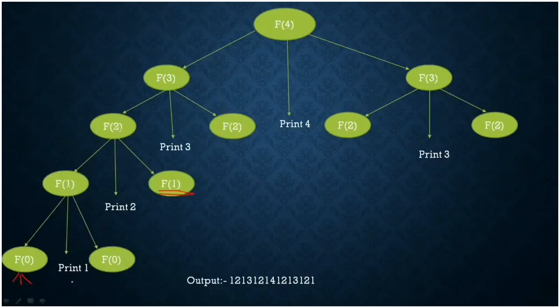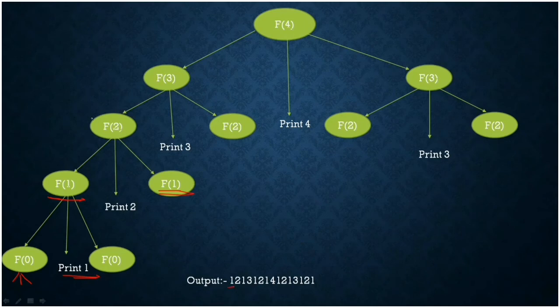After this one, what will be the output? So f of 1 is giving what? 1. f of 0, print 1, and f of 0. So f of 0 will not execute because the condition is not satisfied. So our output will be 1. First of all, our output will be 1.